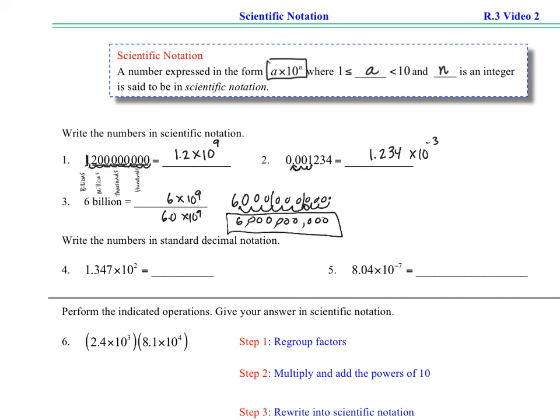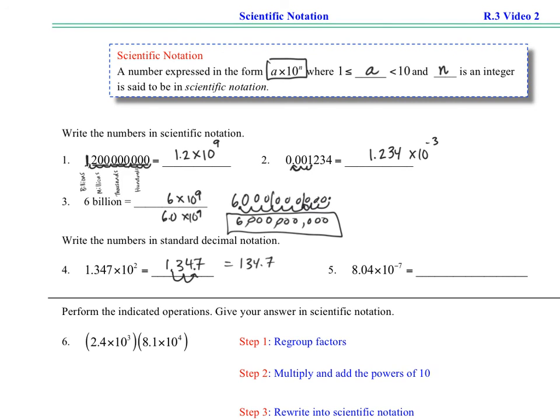1.347 times 10 to the second power. So it's basically multiplying it. 10 squared is 100. So we're making this number bigger. So that decimal, it was between the 1 and the 3. To make the number bigger, we're going to move that decimal over to the right, and then that would give us 134.7.